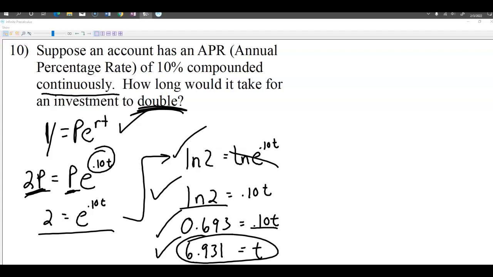So that's how logarithms can be useful to solve more complex types of exponential functions, which we started looking at in Chapter 8, but now we're finalizing it in Chapter 9. So that's it, and we'll see you guys in class.